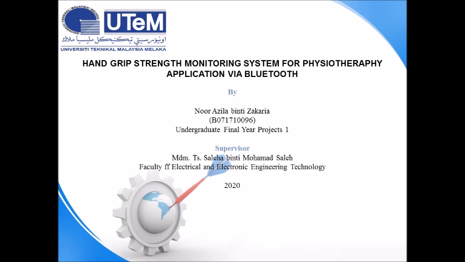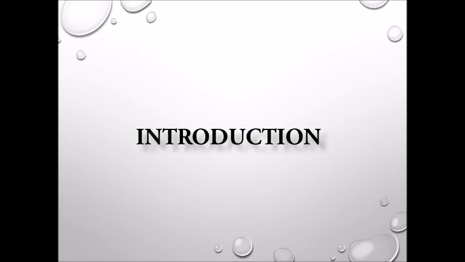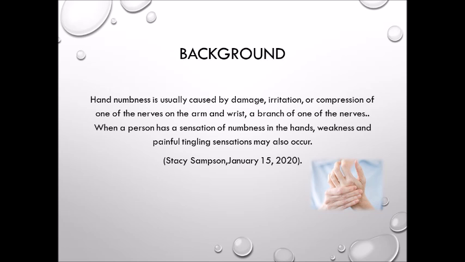Hand numbness is usually caused by damage, irritation, or compression of one of the nerves in the arm and wrist, or a branch of one of the nerves. Diseases that affect peripheral nerves, such as diabetes, can also cause numbness. Although with diabetes similar symptoms usually occur first in your feet, numbness can be caused by hand weakness. A variety of factors could be causing the hand to feel numb.